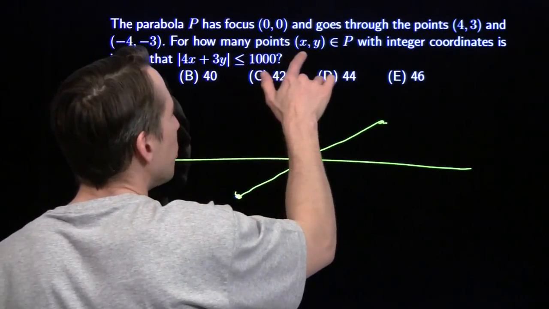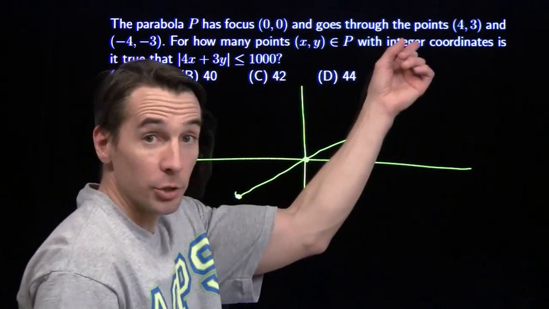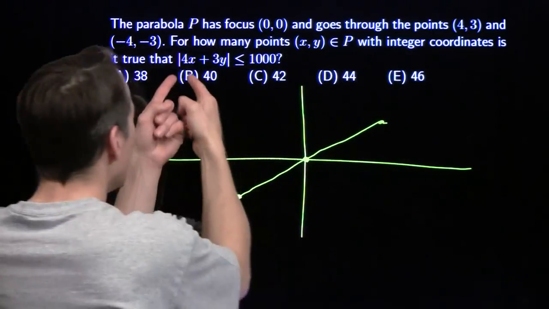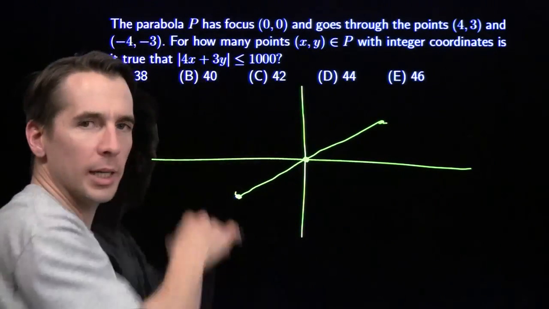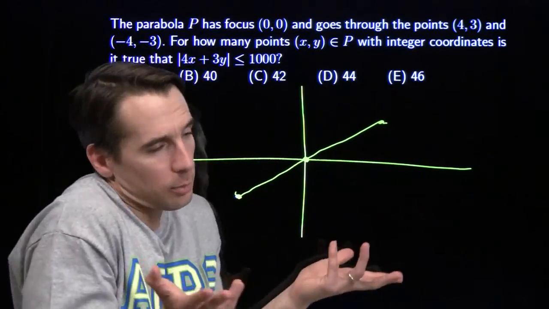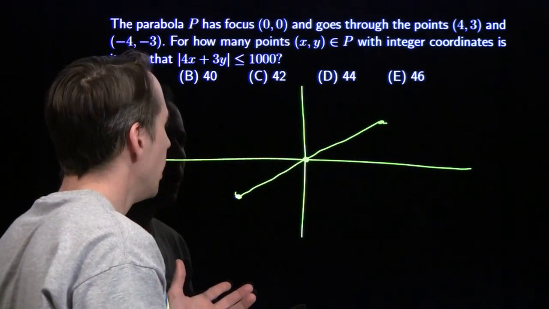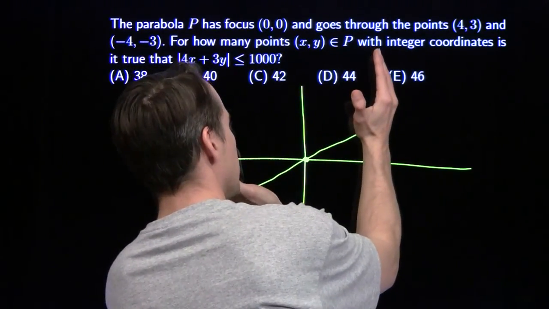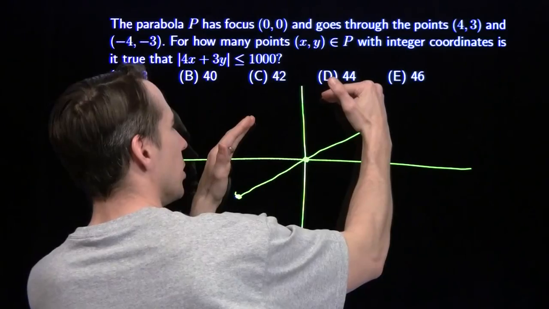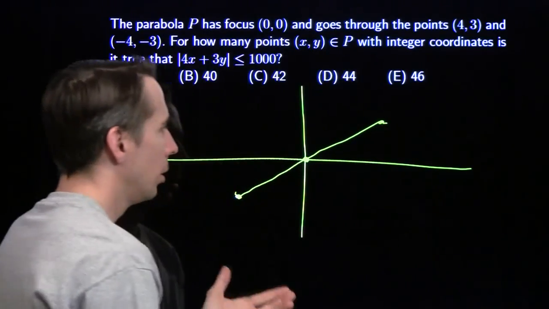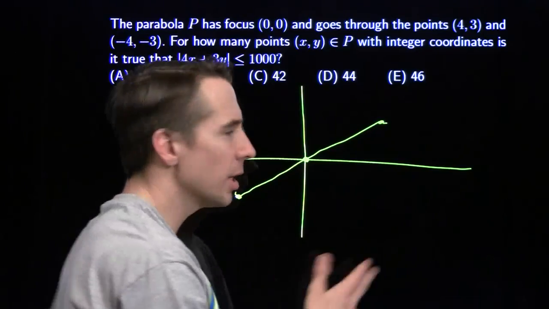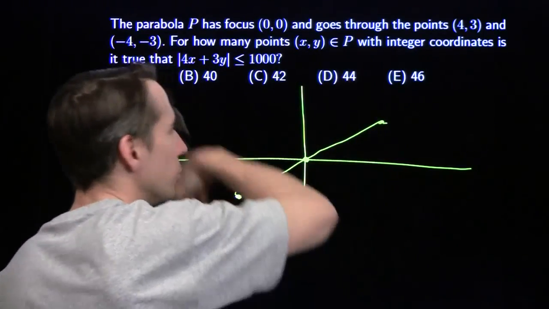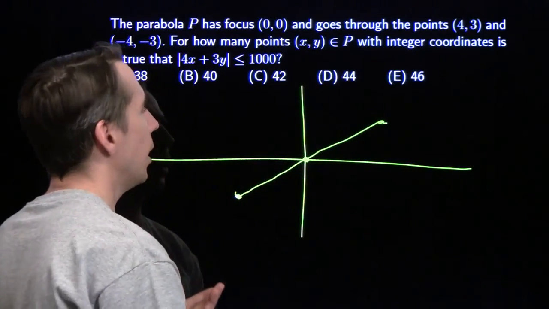We want to find how many points on the parabola with integer coordinates, we're looking for lattice points, satisfy this wacky condition. Now, I don't know what to make of that condition, but I know what to make of lattice points, points with integer coordinates. So let's think about the lattice points on this parabola and how they're related to the lattice points on this parabola. Well, you get one parabola by rotating the other one by 180 degrees. So that's how these 2 parabolas are related. You just rotate one 180 degrees, you get the other one.